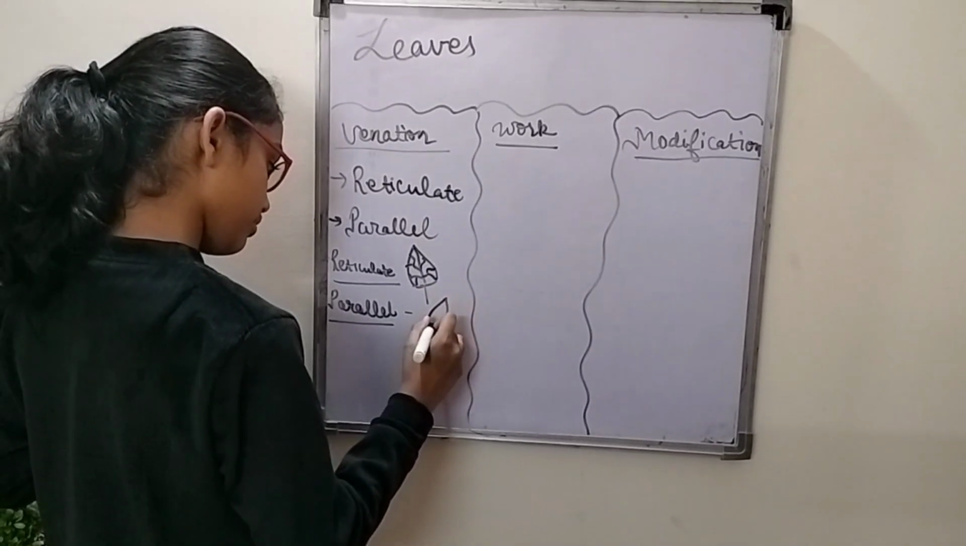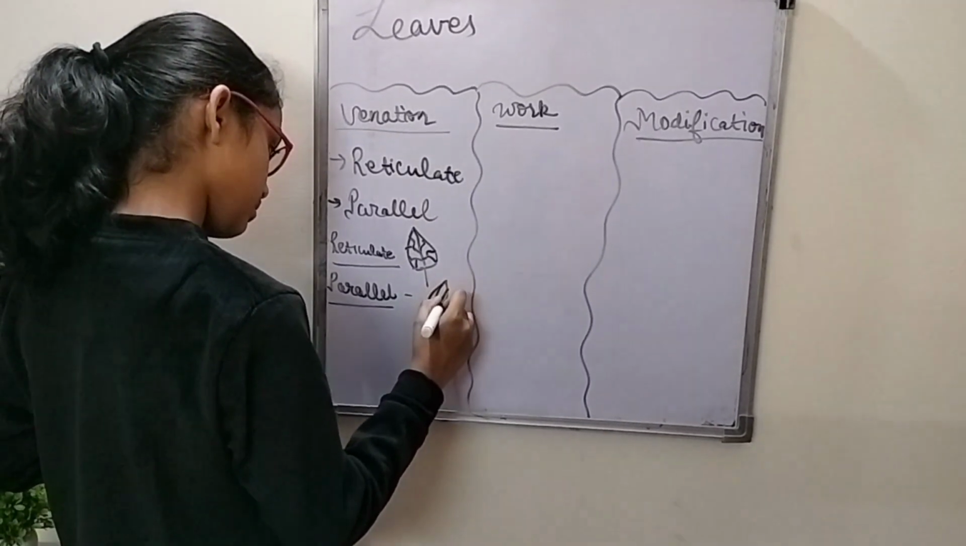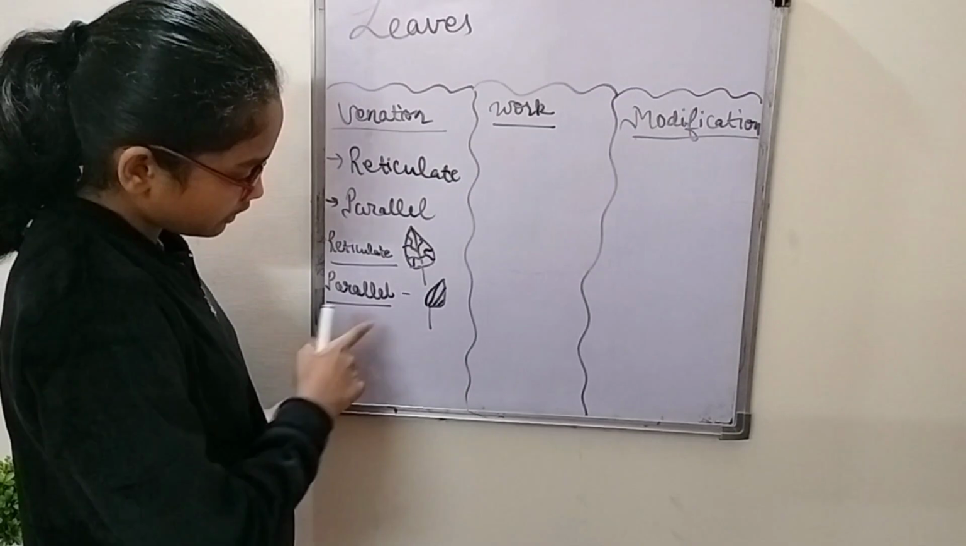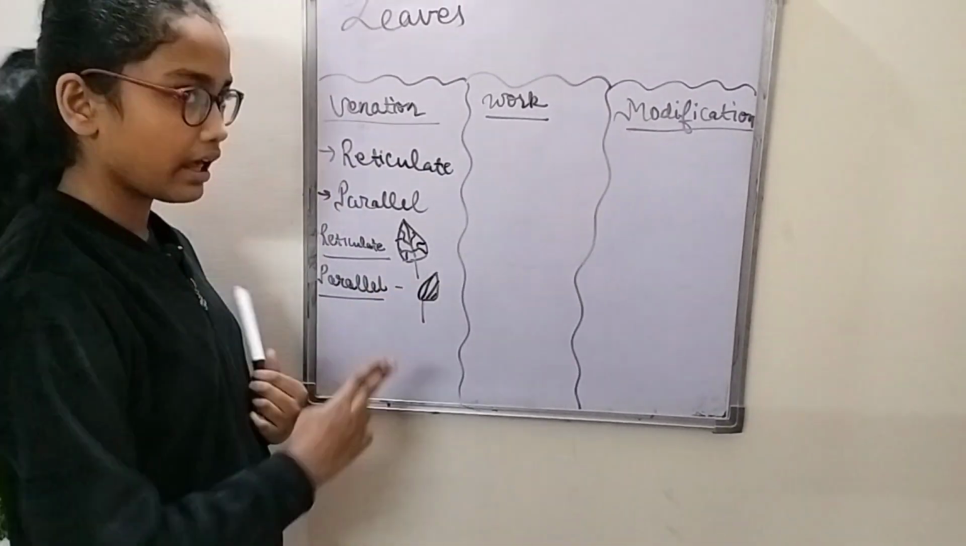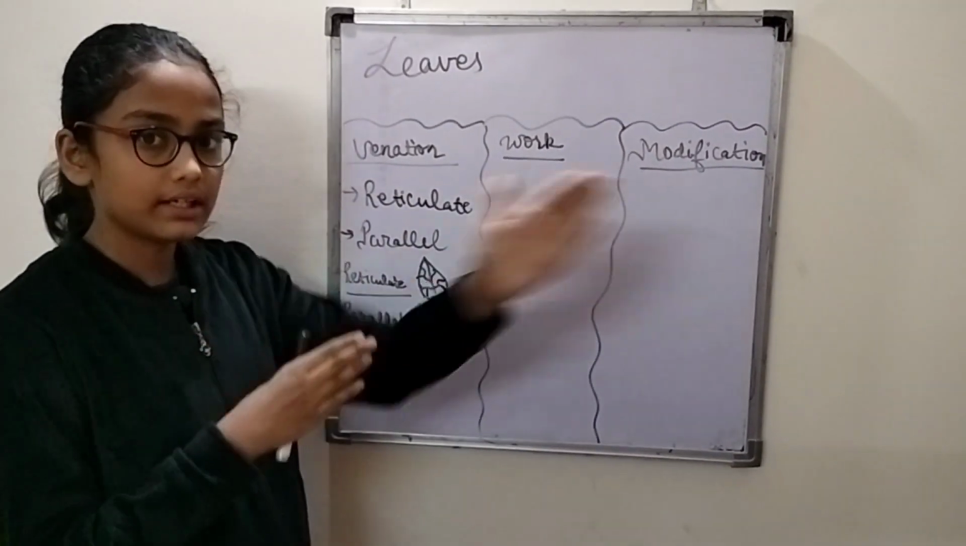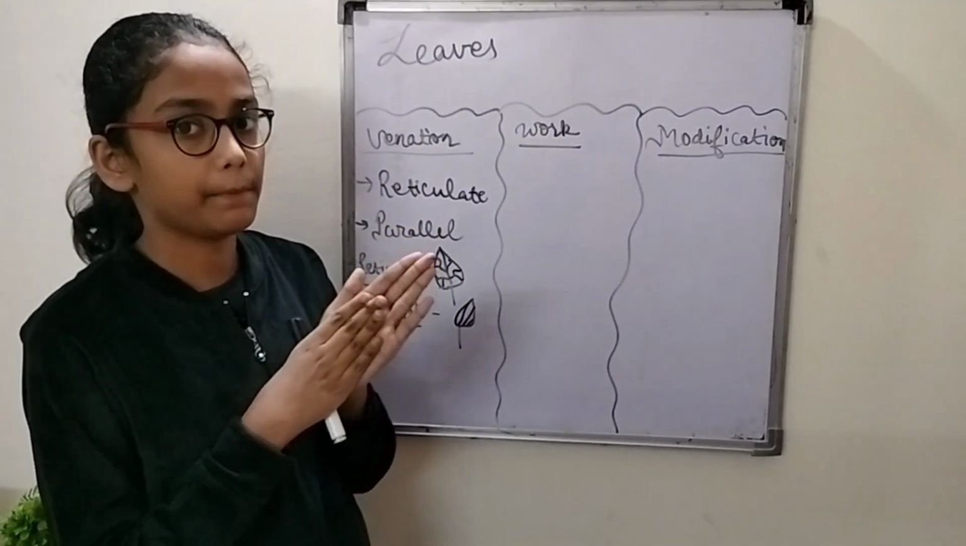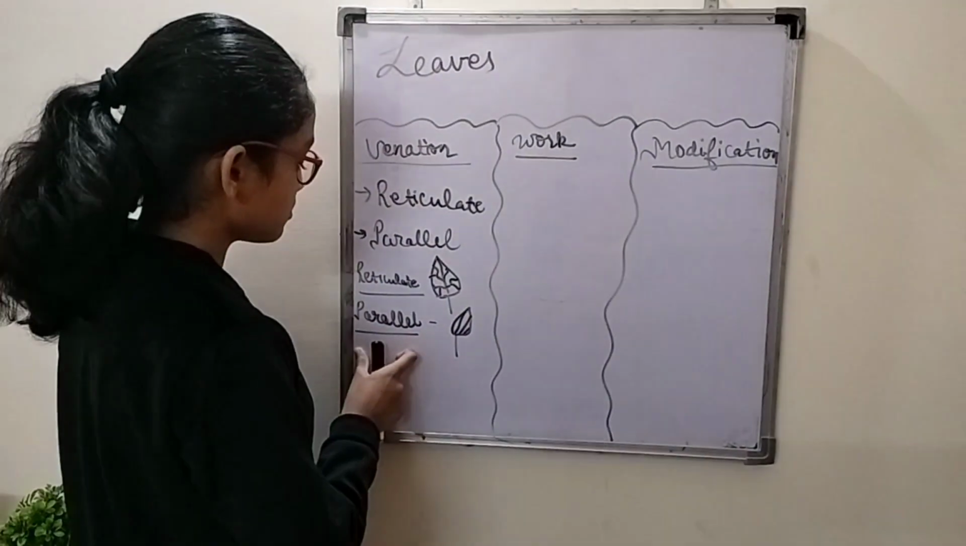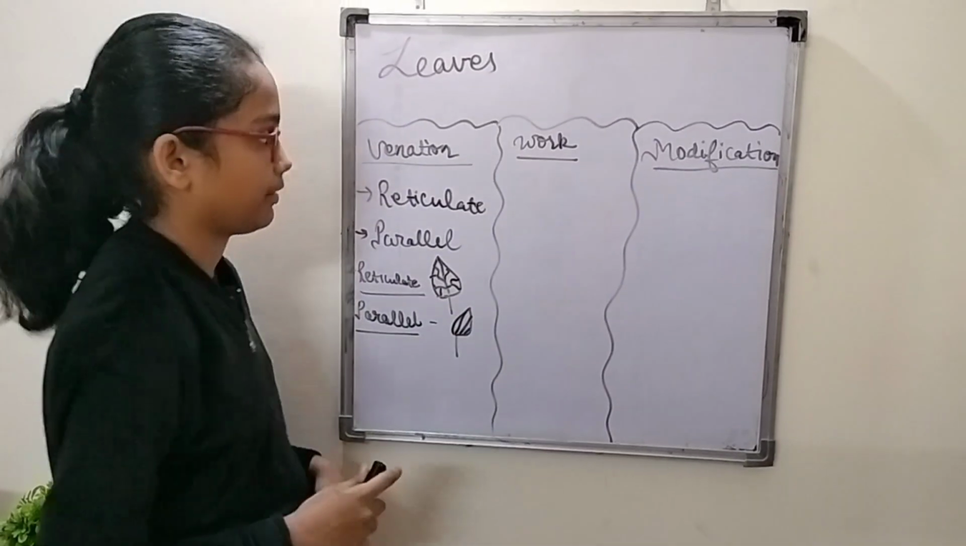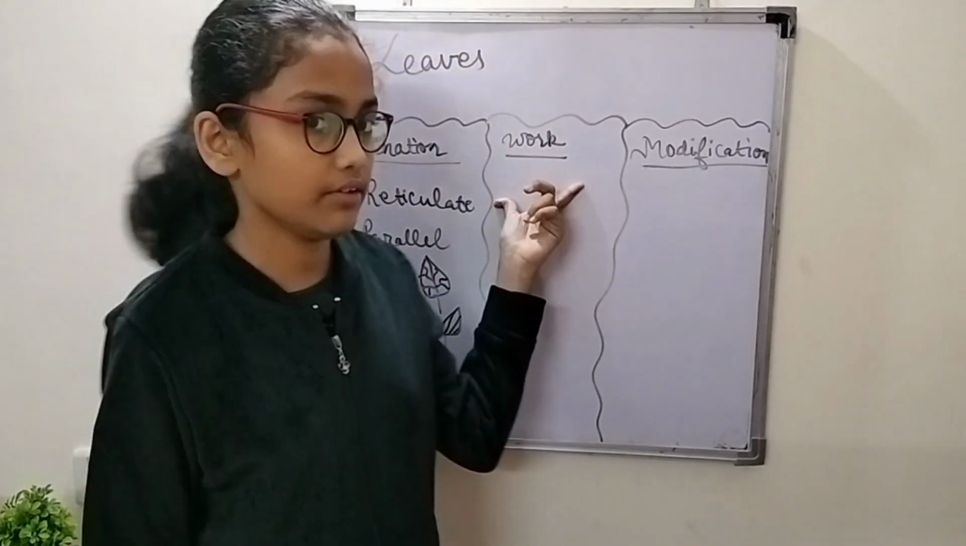This is a leaf. The veins are fixed so that they have to go in one direction, and it should be a parallel direction. So this is known as parallel venation. Okay. Now what are the works of leaf?